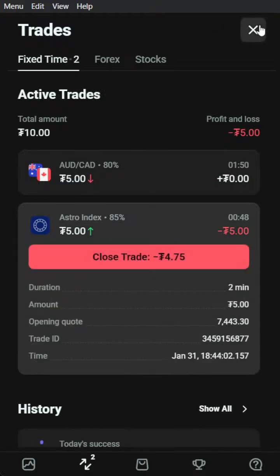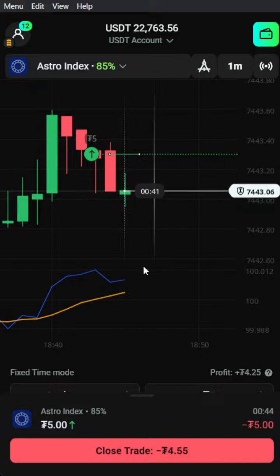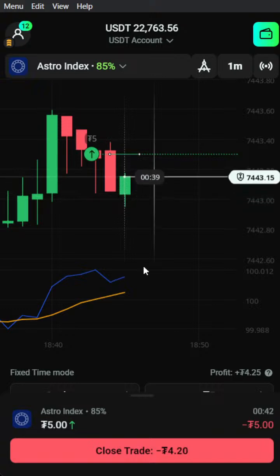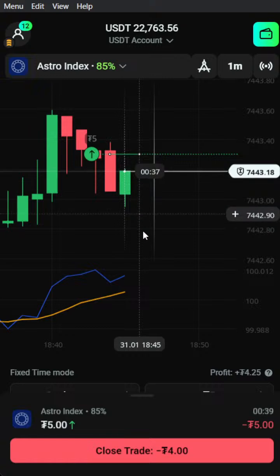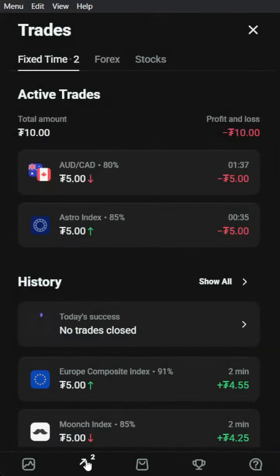So let's check what happened to Astro. Okay, Astro flipped. Right now also it is showing up, but there is a lot of fluctuation. So I wouldn't comment anything about it at the moment.